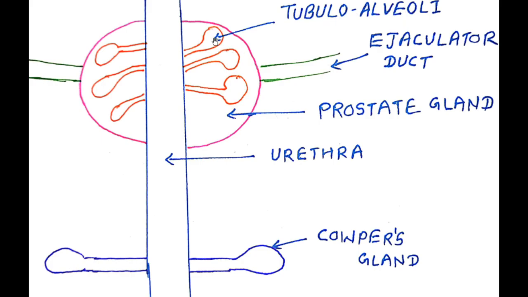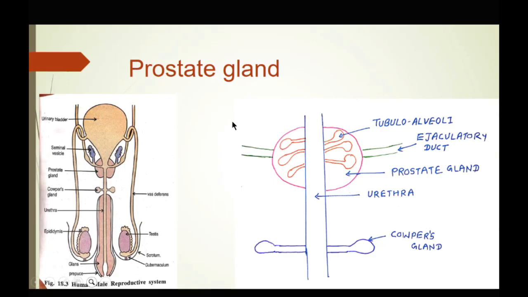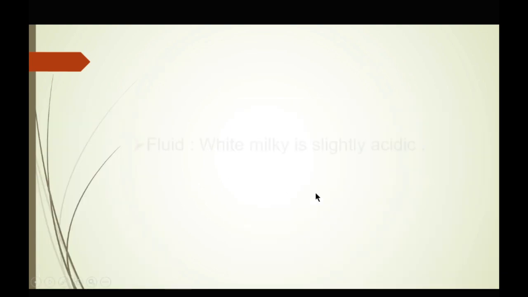Each tubulo-alveolus opens separately into the urethra. You can see this is the urethra. This is one tubulo-alveolus, it separately opens into this urethra. This is the second tubulo-alveolus, it separately opens into the urethra. In this way, all the tubulo-alveoli, or all these lobules found in the prostate gland, separately open into this urethra. So this is the figure showing the prostate gland.